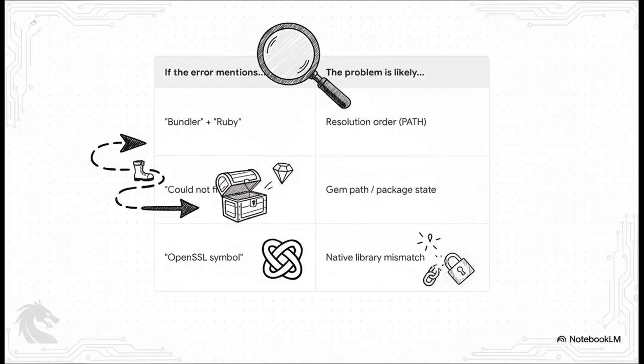And once you have that error message, this little chart is basically your decoder ring. It helps us classify the problem. If you see the words Bundler and Ruby hanging out together in the error, it's a huge sign that your path is mixed up. If it's complaining it could not find gem, well, that's a packaging problem. And if you get some really cryptic stuff like OpenSSL symbol, that points to a mismatch in the underlying system libraries. This tells us exactly where to focus our efforts.